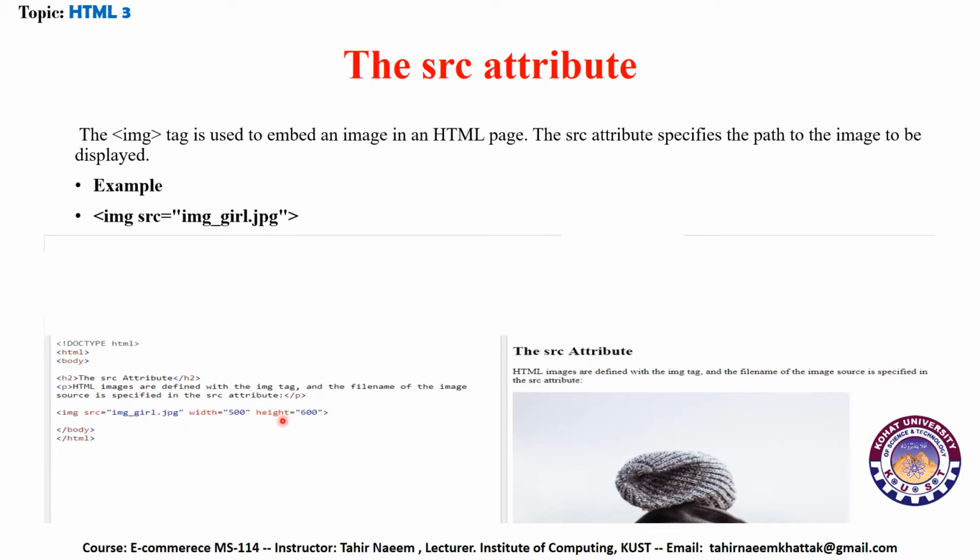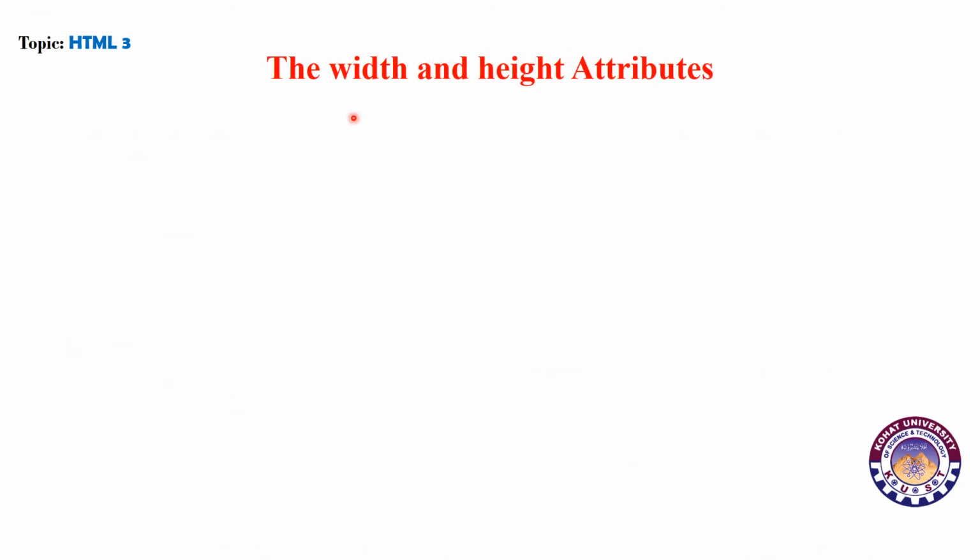Here are width and height, we will discuss them later on. So look at the result. The image which I have given, the name image underscore girl dot jpg, will be shown in your web browser. Here, width and height of the attribute.